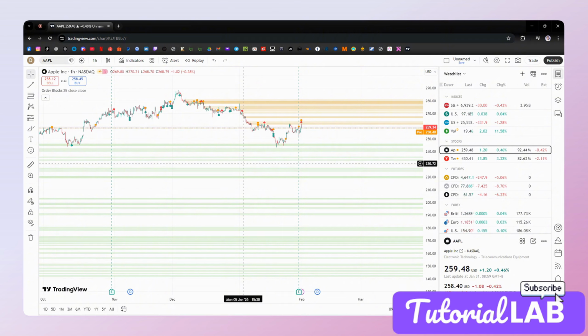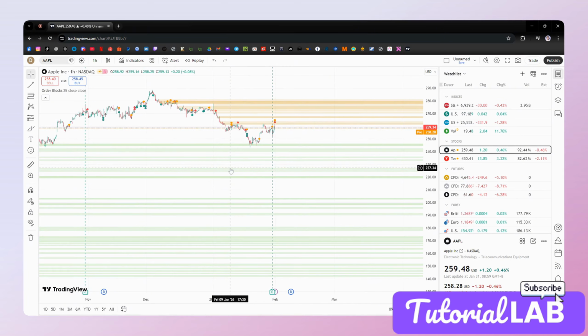Order blocks help us spot institutional zones by detecting the last bearish candle before a strong bullish move, or the last bullish candle before a bearish move. They also highlight chart areas that need to be mitigated by price, helping us see where large orders were placed. We can also identify breaks in market structure and draw supply and demand zones.